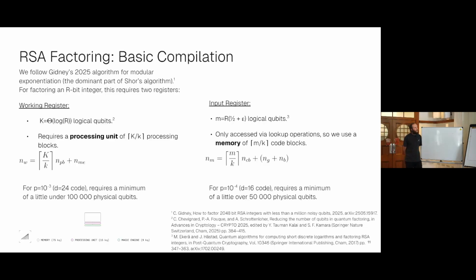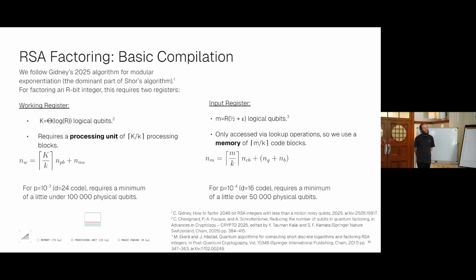When we put that into practice, for the example of a 10 to the minus 3 error rate, the same physical error rate that Gidney considers in his work, we require a minimum of a little under 100,000 physical qubits to compile this. You can see it's dominated by the memory. 75,000 of the 100,000-odd physical qubits are in the memory, which comes from the fact that the memory just has so many more logical qubits. But we're still able to fit it into that 100,000 physical qubits.